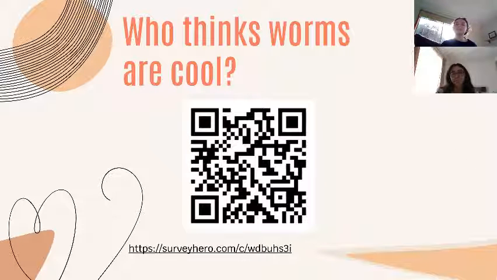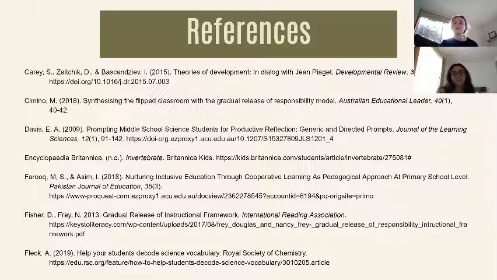Perfect. And to finish the lesson, the teacher would ask the students to engage in a second poll, cyclical to the first one that they engaged in. This one asks students who thinks that worms are cool. So it just allows the teacher to be able to see whether they've been able to change the way that students feel about worms across the course of the lesson, and just a little bit of feedback for them.